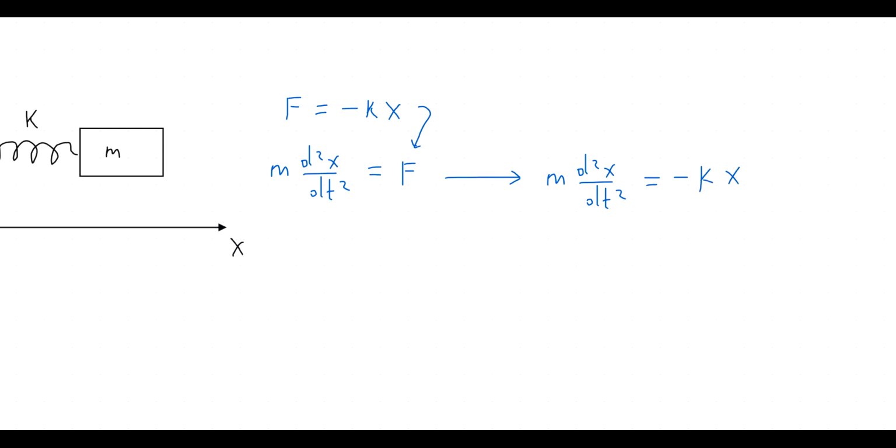And from here we can write the differential equation: d squared x by dt squared plus k divided by m times x is equal to 0.